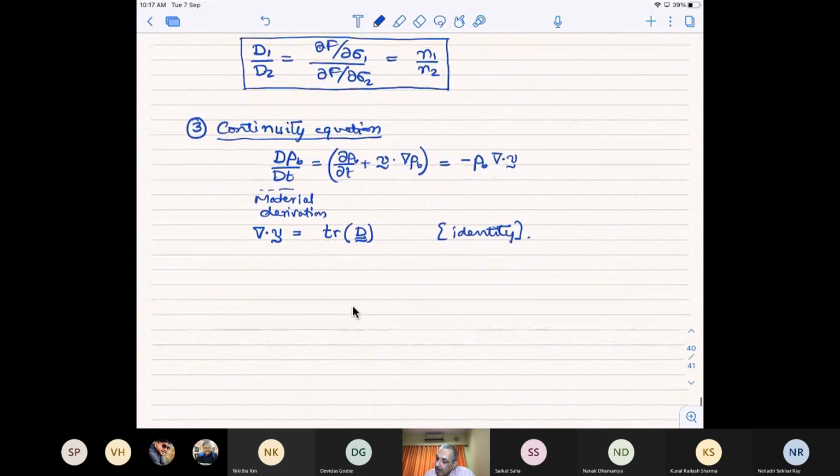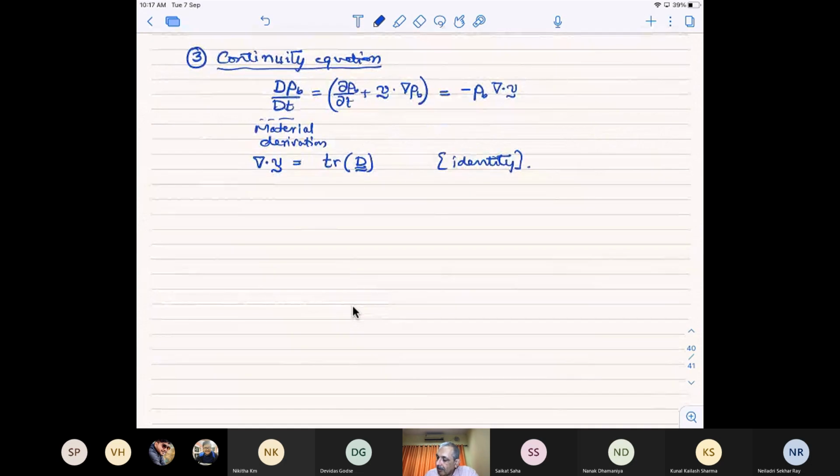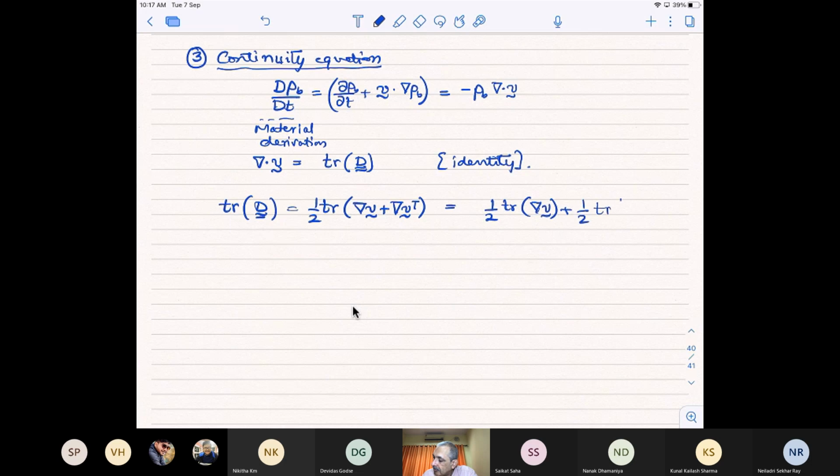So you can see where I'm going, that eventually I'll be able to relate the rate of change of density to the components of the normal vector. Just wait a little bit. Now, why is this an identity? So what is trace of D? Well, this is nothing but trace of half of gradient of v plus gradient of v transpose, which is equal to half of the trace of gradient of v plus half trace of gradient of v transpose.